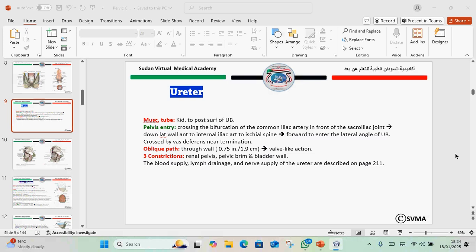I'll say it again one last time. The upper part is where it comes off the kidney, where it joins the renal pelvis of the kidney. When it becomes the ureter, this is the upper point. The middle point is where the ureter enters the pelvis at the pelvic brim or pelvic inlet, and the last one is where it pierces the wall of the bladder.